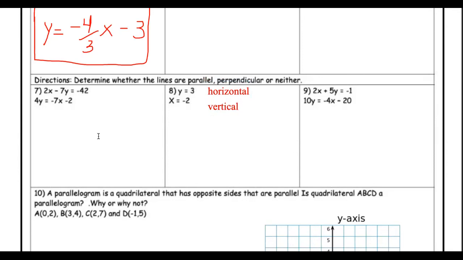Horizontal and vertical lines are always perpendicular. So the answer to this one is perpendicular. And I'm just going to write my symbol instead of writing that word all the way out. Okay.